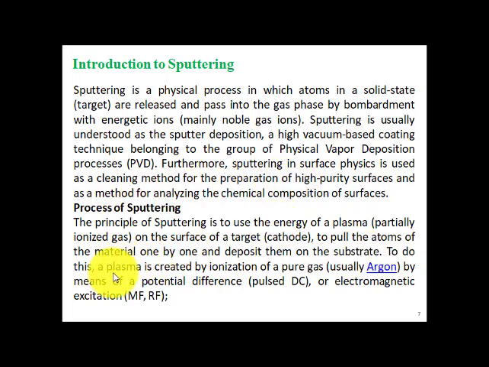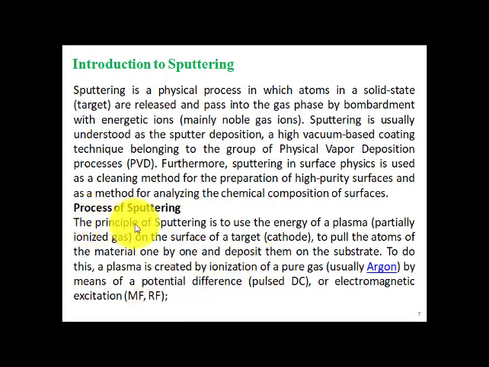To do this process, the plasma is created first. The plasma is created by ionization of a pure gas, and usually we use noble gases to produce plasma by ionizing. Usually argon gas is used and it is ionized by using the potential difference from pulsed direct current or electromagnetic excitation, which can be radio frequency waves or microwave frequency waves.